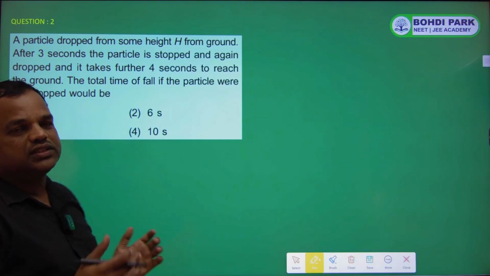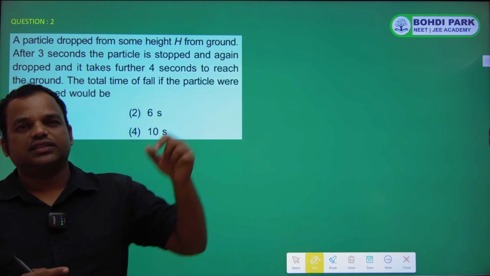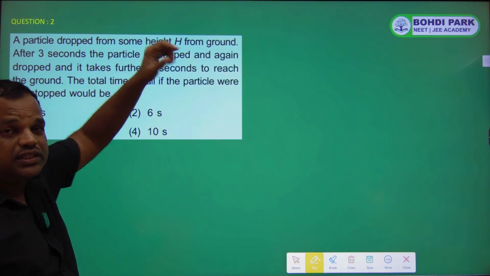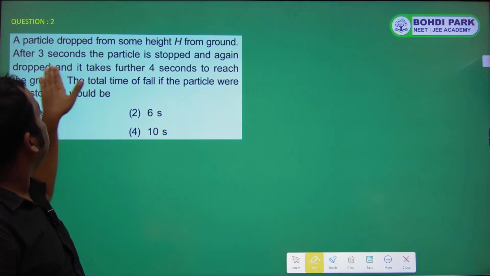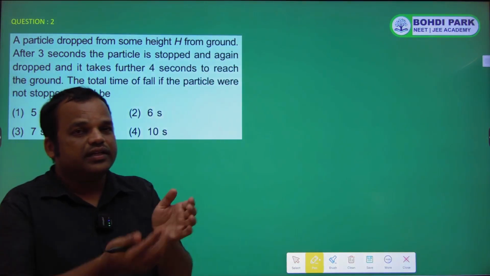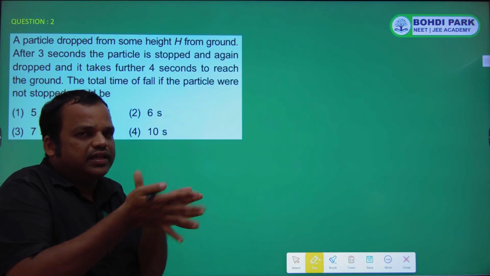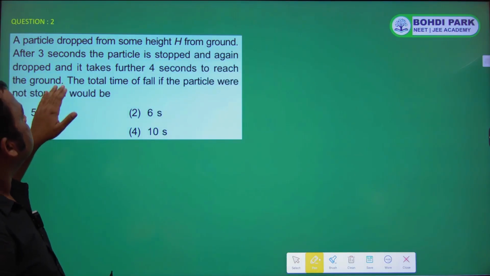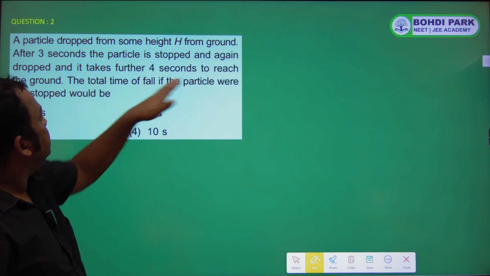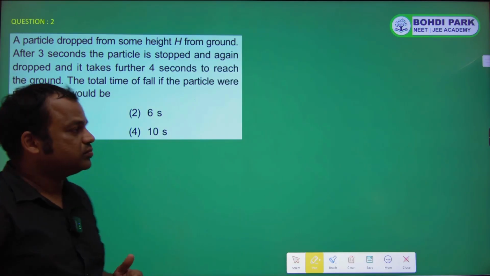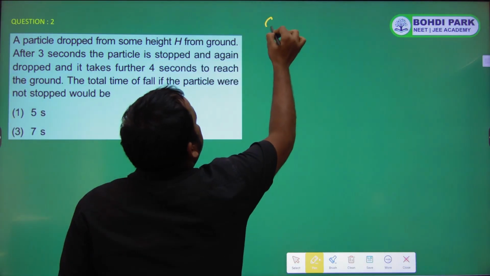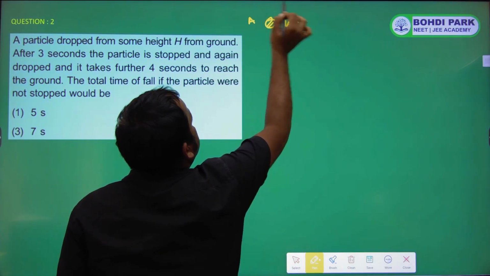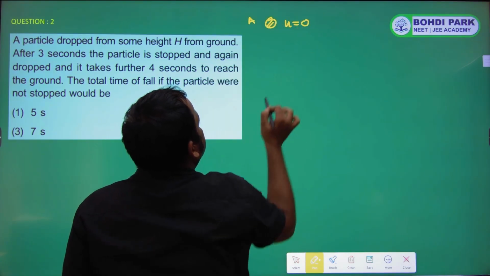Okay, so understand the question. In the first case, the particle is dropped from height h. It is allowed to fall for 3 seconds, then it is caught, then again released. So after 3 seconds it will be released again. Okay, and in the next 4 seconds it is reaching the ground. So let's draw the diagram. So the particle is dropped from this point. Suppose this point is A and u is 0.